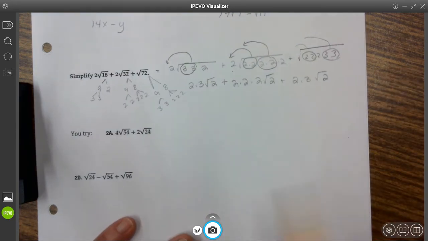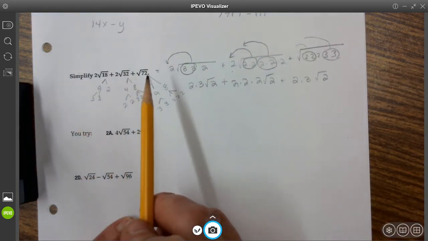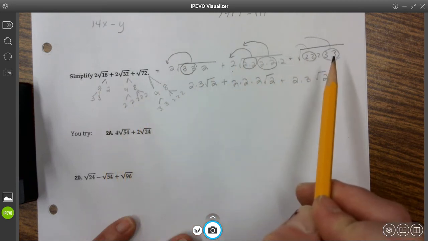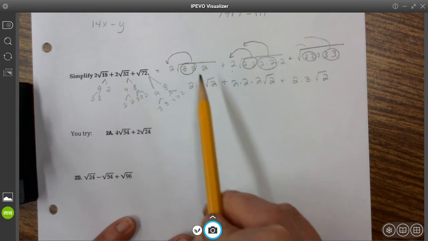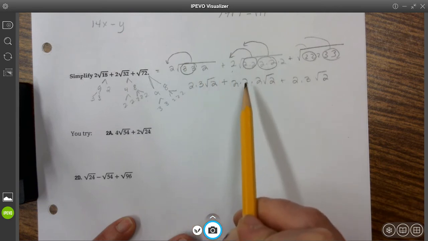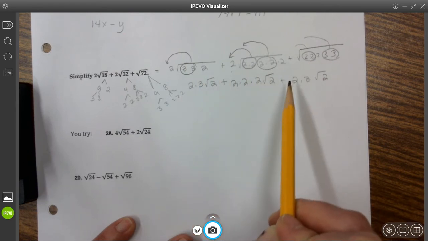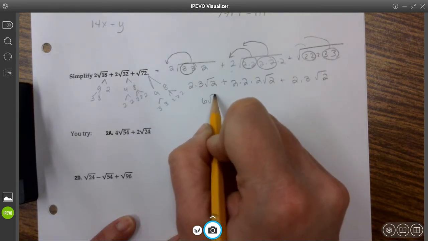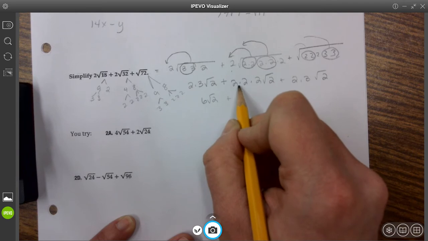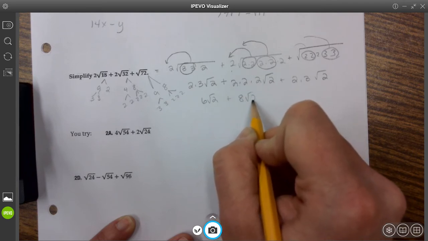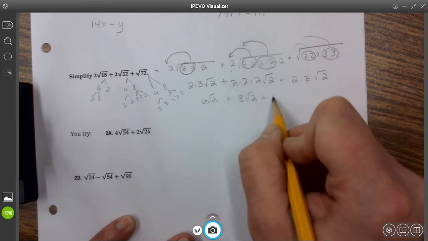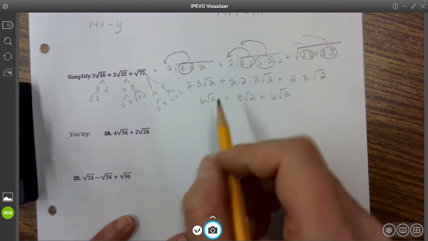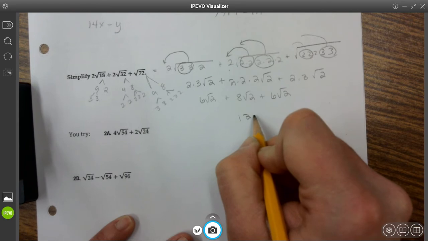That was a lot. So you have to look here and say, can the radicands be simplified? Yes, they can. I rewrite them in prime factorization so that it's easier for me to simplify. Now I start cleaning it up. This is 6 root 2. This is 8 root 2. And this is 6 root 2. They all have the same radicand. So this is going to become 12 root 2.